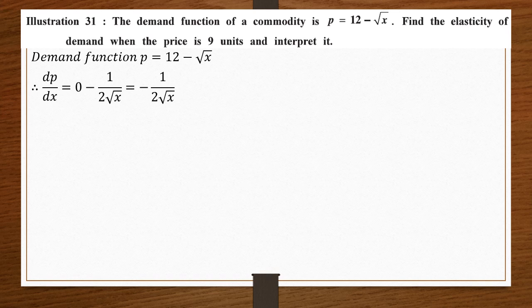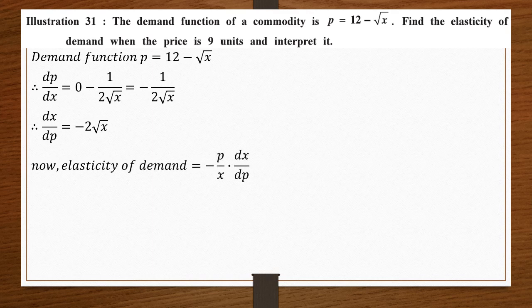Now, in our formula, we don't need dp upon dx. In our formula, we need dx upon dp. So we just need to invert the value here. When I take dx into the numerator and dp into the denominator, the 2 root x comes into the numerator and 1 goes into the denominator. So the remaining value is negative 2 root x. This is possible, this we can do. This is statistics; as long as you follow the rules, you can do anything. Now, elasticity of demand here is negative p upon x into dx upon dp. But this time we have the value for p, that is 12 minus root x, so we put that and multiply it with dx upon dp, negative 2 root x.